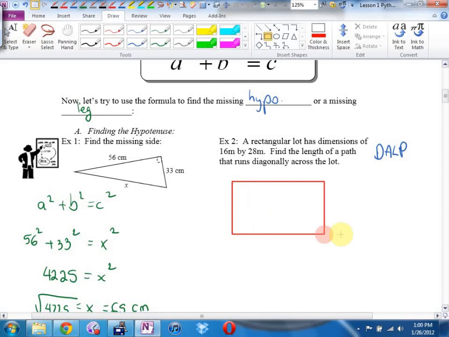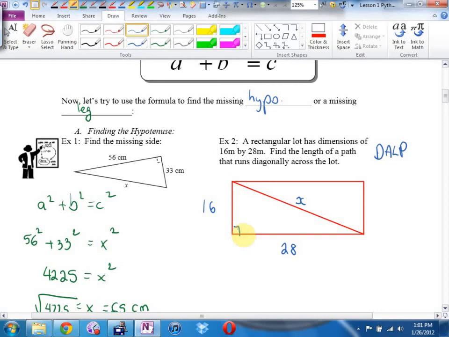What are the dimensions? 16 by 28. I'll be smart enough to put the 16 on the short side and the 28 on the longer side. You don't have to, but don't confuse yourself. And I think the diagonal is what we're looking for. That's where I'm going to put the x. How big is this angle right here? How big is this angle right here, folks? Yeah, that's the definition of rectangle. That's why I can use Pythagoras. They don't need to tell me it's a right angle triangle. Rectangle literally means right angle, but rect was a different word for right in Latin, I think.